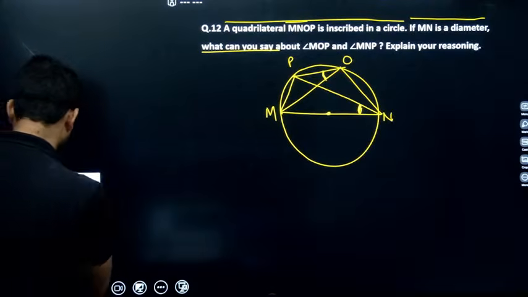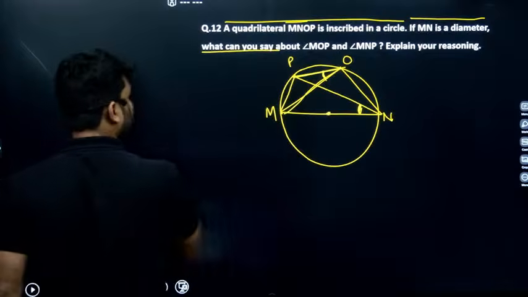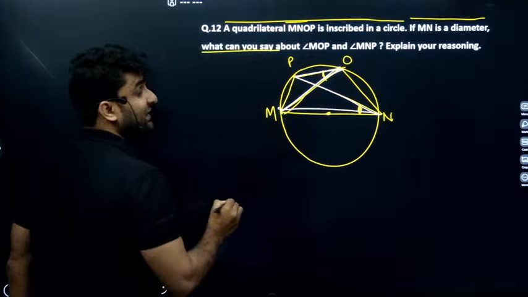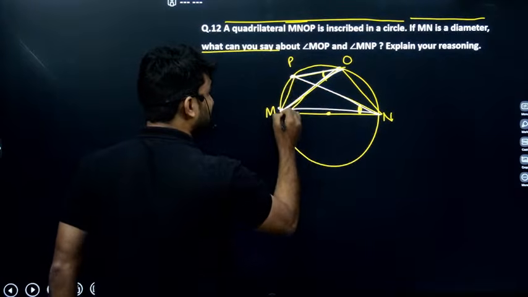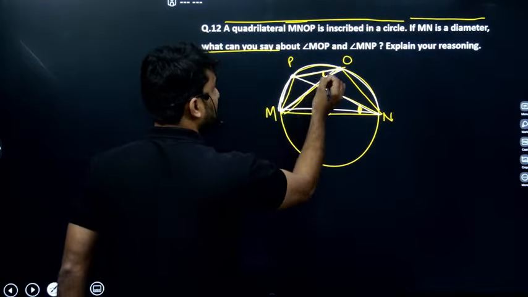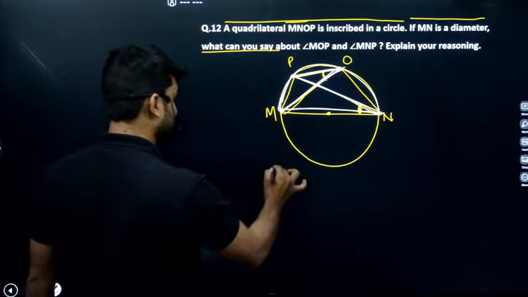Why? Let me show you. This angle is here. Let me use white color. This angle here and this angle. Look at both the angles. Both the angles are in the same segment. This segment, this segment, this segment. This angle and this angle, both the angles are in the same segment.